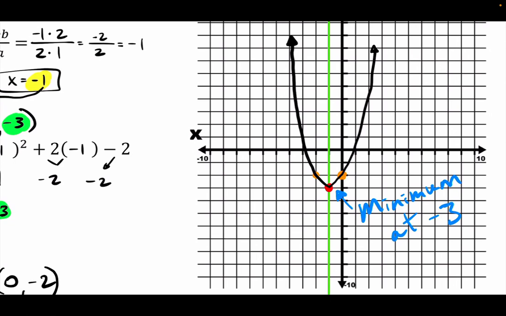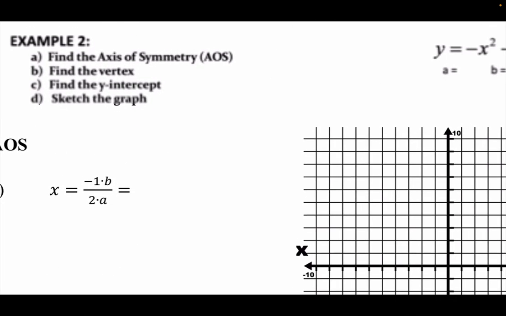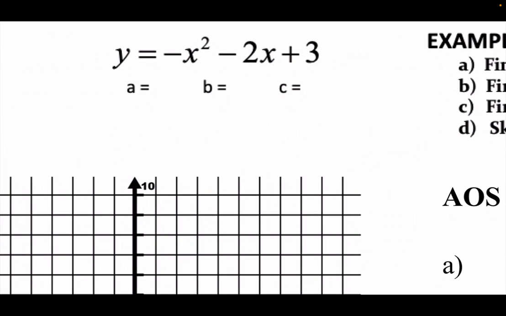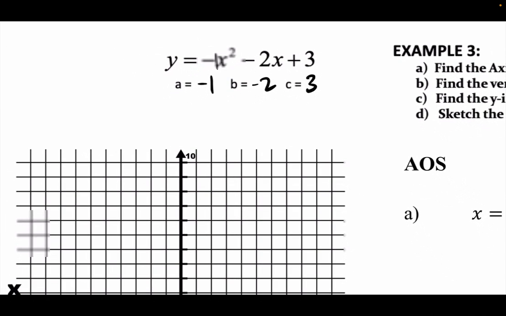So we're going to do those for the next one now. Number 2. Example number 2. So we always start here. A, B, C. What is A? What is B? What is C? A is -1. Good. A is -1, not just negative. It's got to have a number, -1. B is -2. C is +3. Step 1 done.